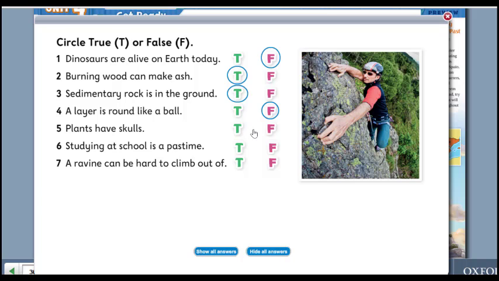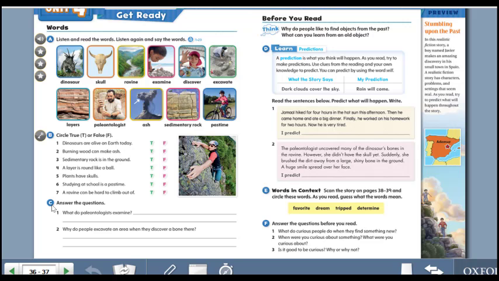Do you think true or false? Of course, false. Number 6, studying at school is a pastime. Is it a pastime? Of course, false. Very good. Number 7, the last one, a ravine can be hard to climb out of. What do you think? Very good. True.